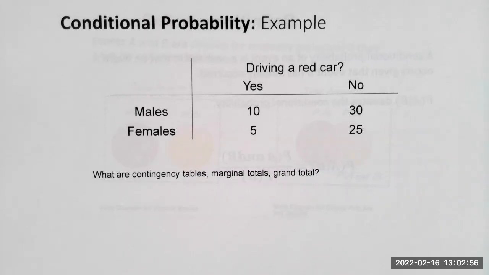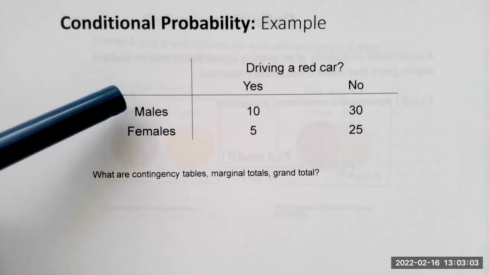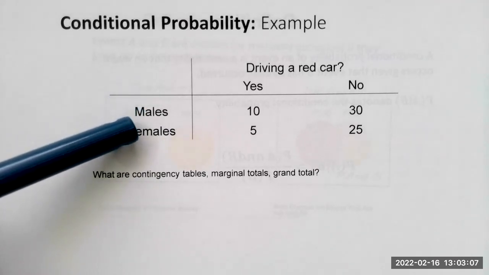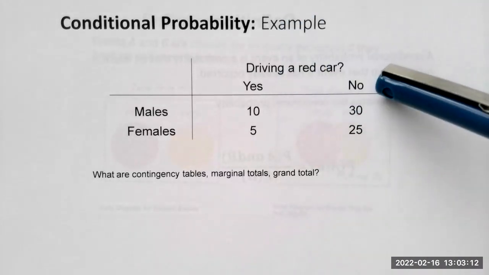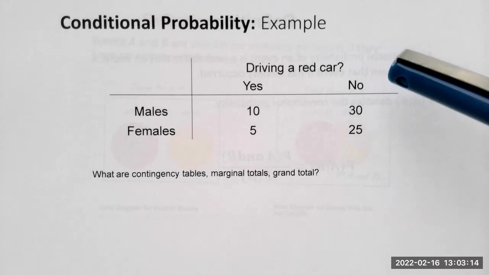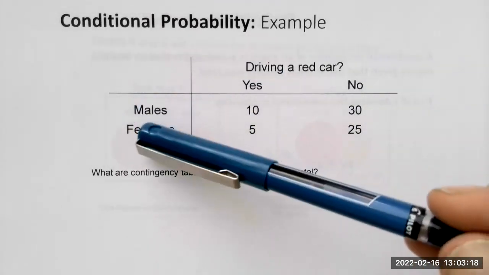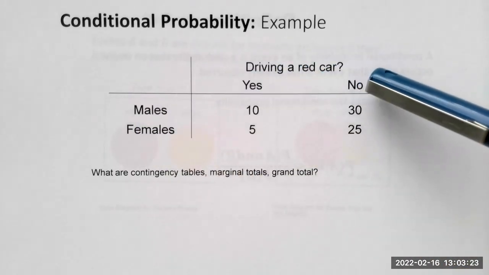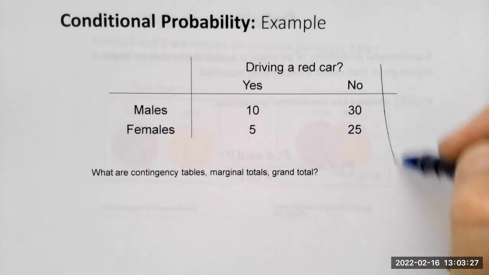variables. So for example, here we have all students in the class that are categorized by whether they're male or female, and whether they're driving a red car or not. So we have two variables going on, and each row represents one variable and each column represents the second variable. We also have marginal totals.